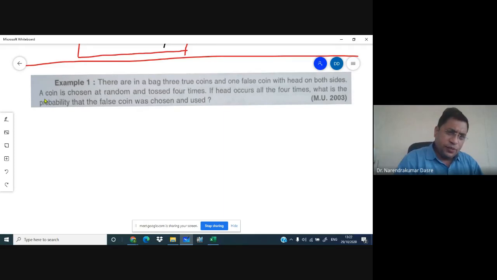Now, what happened, or what was the random experiment done? A coin is chosen at random. So one coin is taken out of these coins and tossed four times.